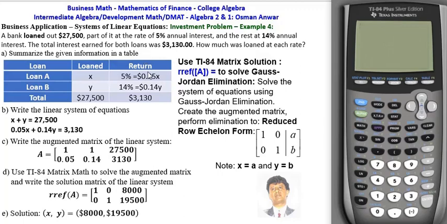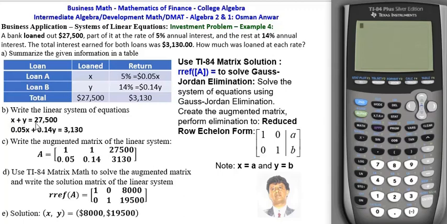Again, we summarize this into a table. So loan A and loan B. Loan A was x and it was at 5%, which is 0.05x. That's what it returned. Loan B, it was y and it was at 14%, so the return was 0.14y. So the total loan was x plus y is 27,500 and the return was 3,130. We're going to take this table and translate it into a linear system of equations.